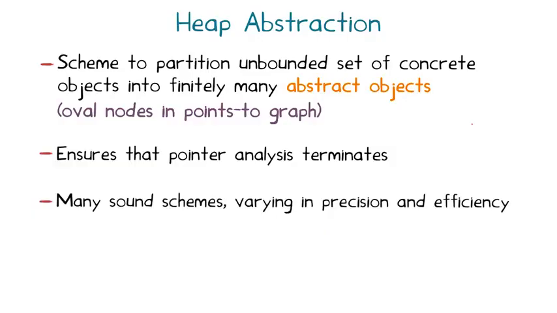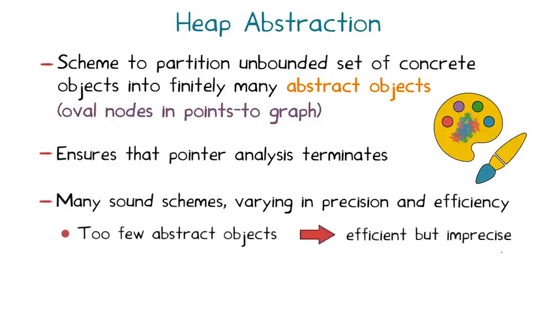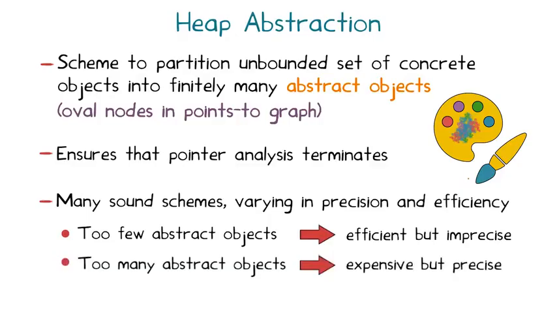Much like any of the abstractions we have seen in this course, designing a suitable heap abstraction is an art. Many sound heap abstraction schemes exist with varying precision and efficiency. As a rule of thumb, a scheme that produces too few abstract objects in the points-to graph will result in an efficient but imprecise pointer analysis. Imprecise because it conflates more concrete objects into each of the few abstract objects. On the other hand, a scheme that produces too many abstract objects in the points-to graph will result in an expensive but precise pointer analysis. Let's take a look at 3 heap abstraction schemes that are commonly used.